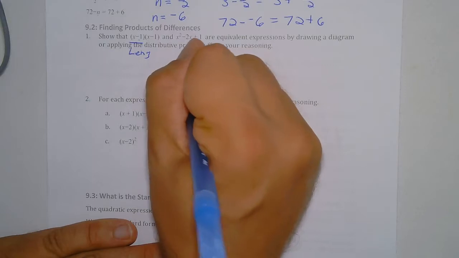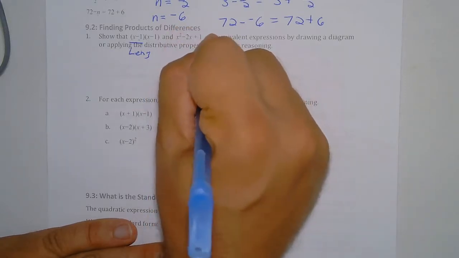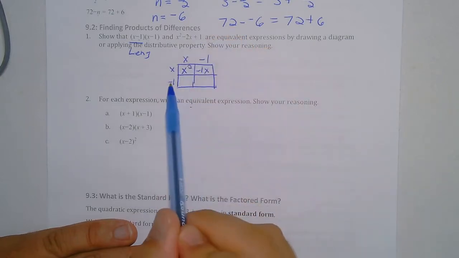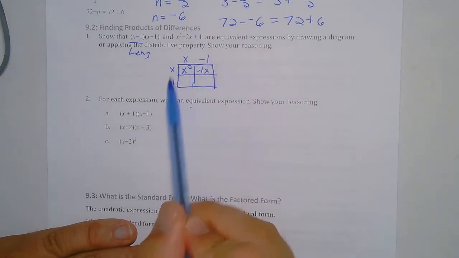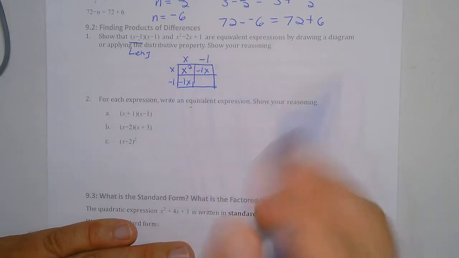So x times x makes x squared. X times negative 1 would be minus 1x. Similarly, negative 1 times x is minus 1x. And then negative 1 times negative 1 would be plus 1.